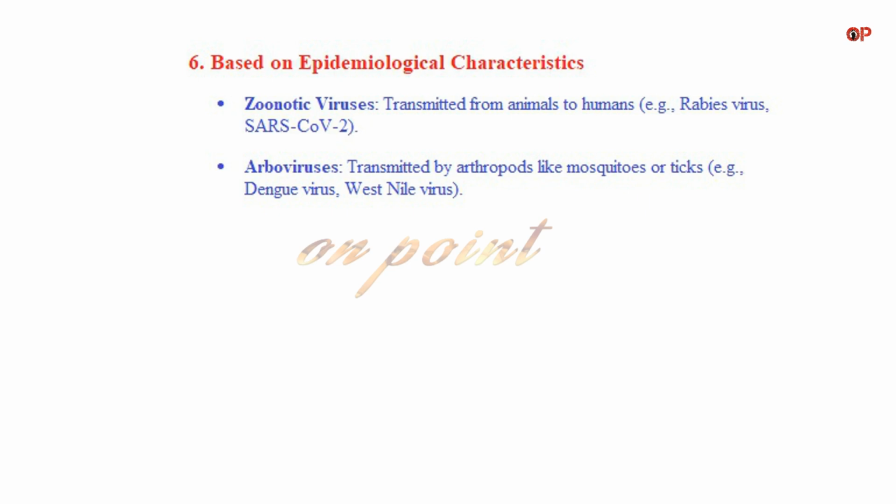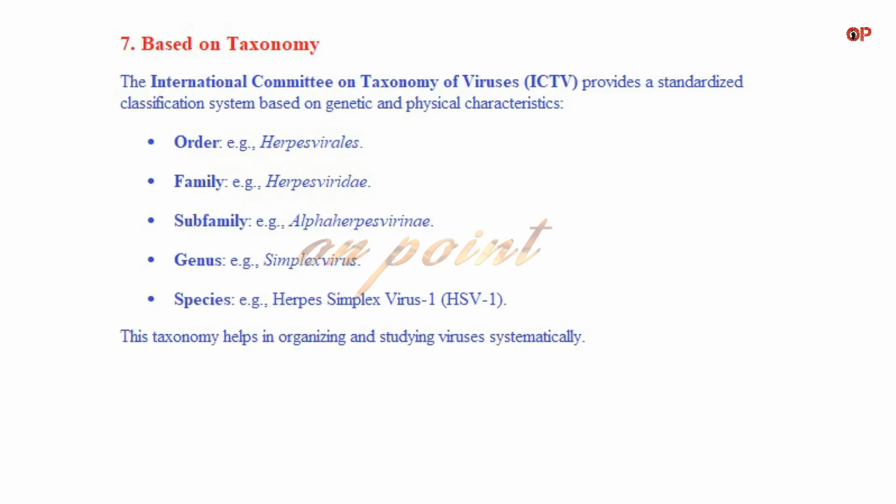6. Based on epidemiological characteristics. Zoonotic viruses, transmitted from animals to humans, example rabies virus, SARS-CoV-2. Arboviruses, transmitted by arthropods like mosquitoes or ticks, example dengue virus, West Nile virus.